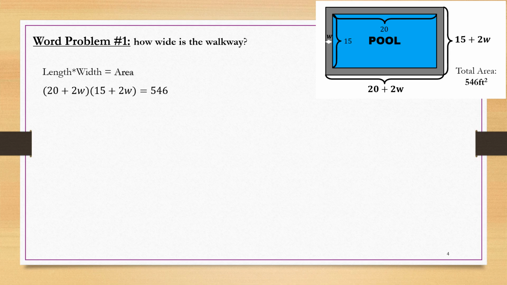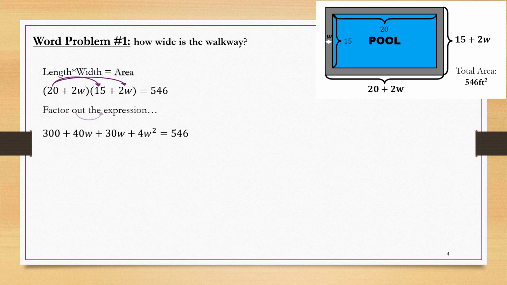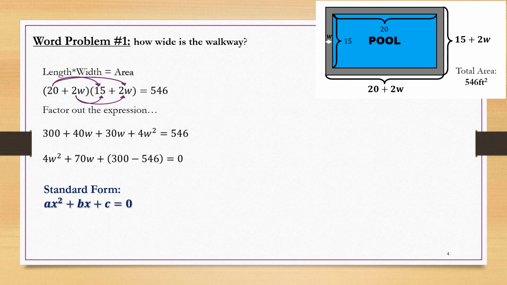Now, because we have one unknown variable, which is W, we want to expand the expression algebraically. So, 20 times 15 gives us 300, 20 times 2W gives us 40W, 2W times 15 gives us 30W, and 2W times 2W gives us 4W squared. When all like terms are added and we set the expression to standard form, which is ax squared plus bx plus c, we get 4W squared plus 70W minus 246 equals 0.